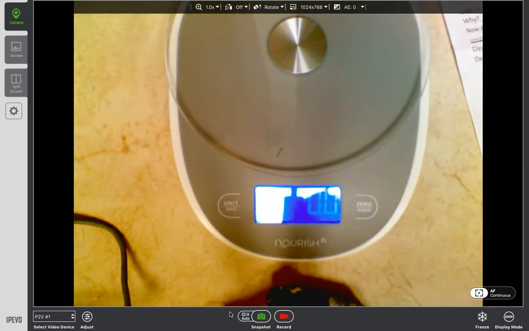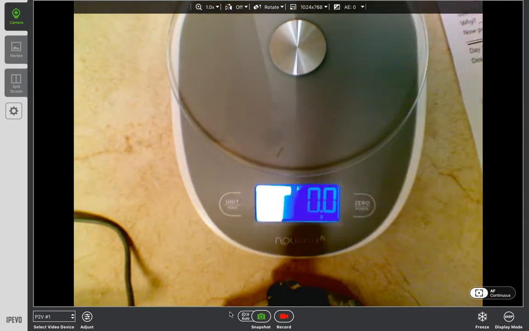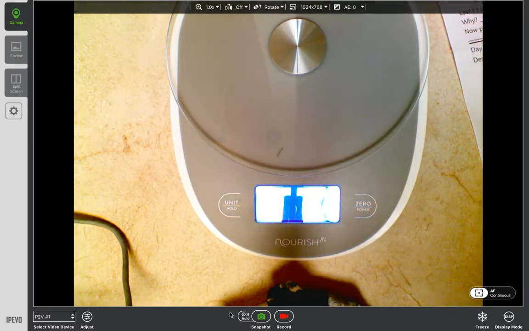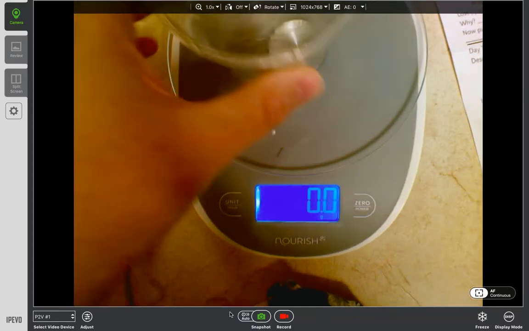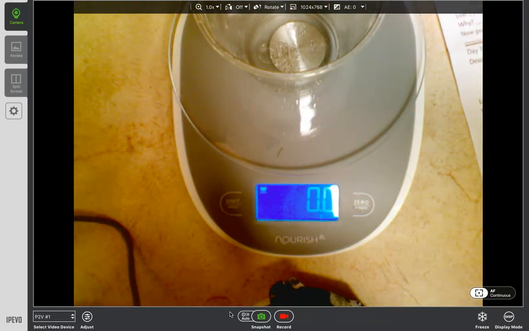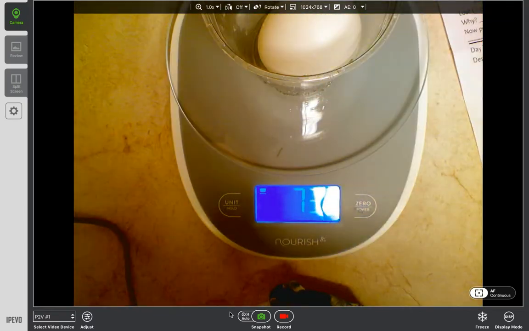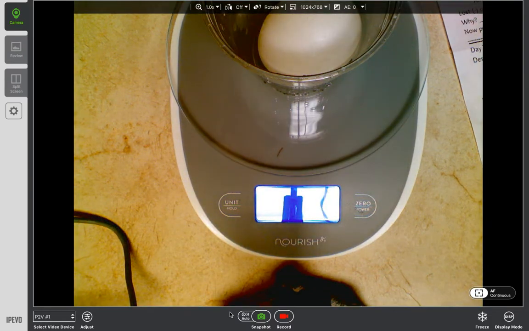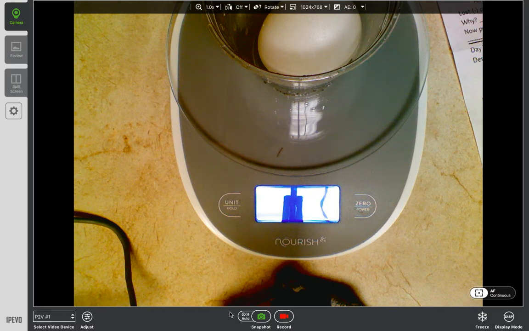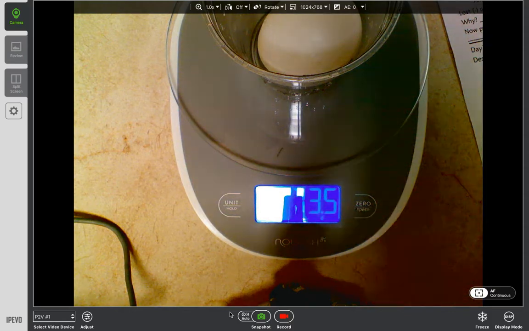I'd rather see some numbers of some sort. So if you don't have a scale, maybe just use my numbers, because you should get the same results no matter what. But you might have also noticed, so just so it doesn't roll off this time, I'm going to start it at 0. So put the cup on, start at 0, and then gently put my egg in. And the egg weighs 73.5 grams. What?